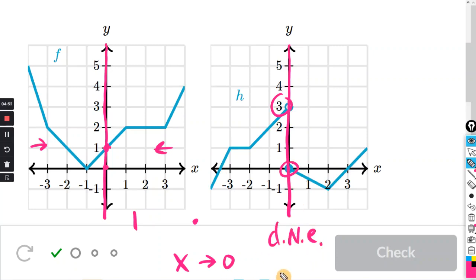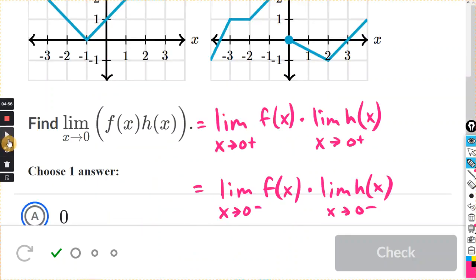Now we have to try the one-sided limits. We're going to find the limit as x approaches 0 from the positive side of f of x and h of x and multiply them. That has to equal the limit as x approaches 0 from the negative side of f of x times h of x. So one-sided limits, but they have to match. They have to be equal.